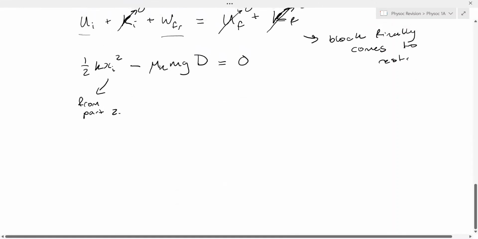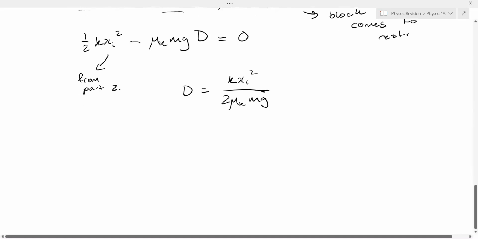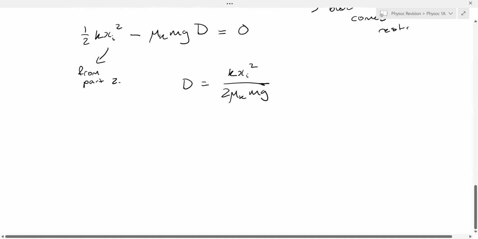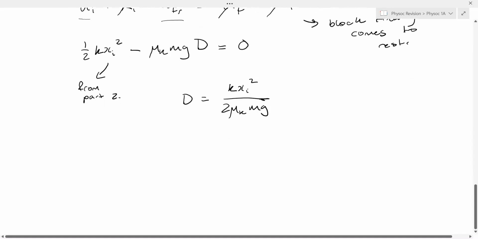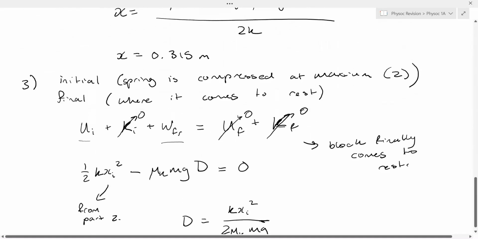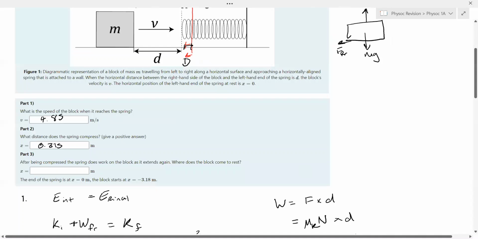And we can rearrange this. Let's rearrange this for D. So we'll take one to the other side, and then D is equal to k x_i squared over 2 mu_k m g. We can solve that here, but this is going to be the distance from this spot here after it's been compressed back to somewhere in the initial position. I don't know where it's going to be, on this side or this side.